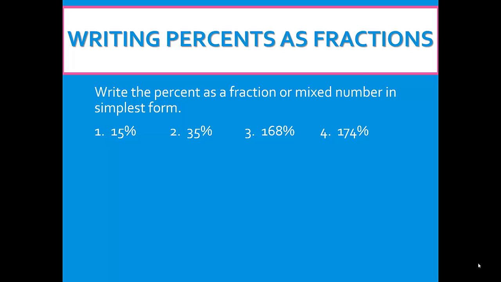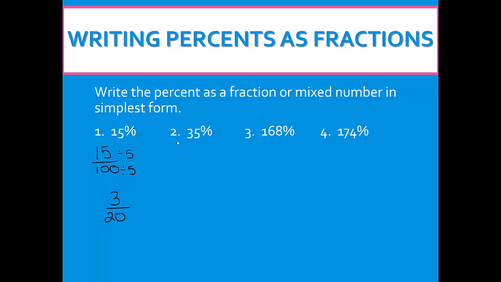So for number 1, we have 15%. Percents are always out of 100. So we'll go ahead and write 15 in our numerator and 100 in the denominator since percents are always out of 100. Now we can go ahead and simplify. We can divide 15 and 100 both by 5. 15 divided by 5 is 3. And 100 divided by 5 is 20. So 15% is equal to 3/20.